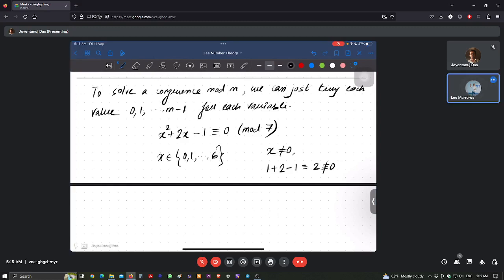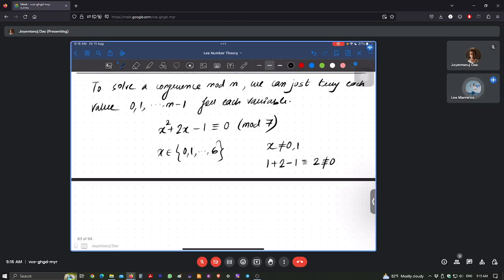So 1 does not work. With x equal 2, everything is 7, and 7 mod 7 is 0. So x equals 2 is 2 square plus 4 minus 1, that is 7. And that is congruent to 0 mod 7. So yes, 2 works.